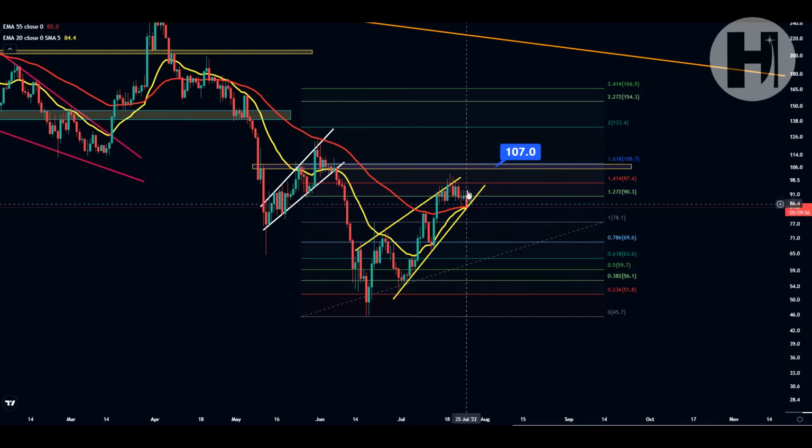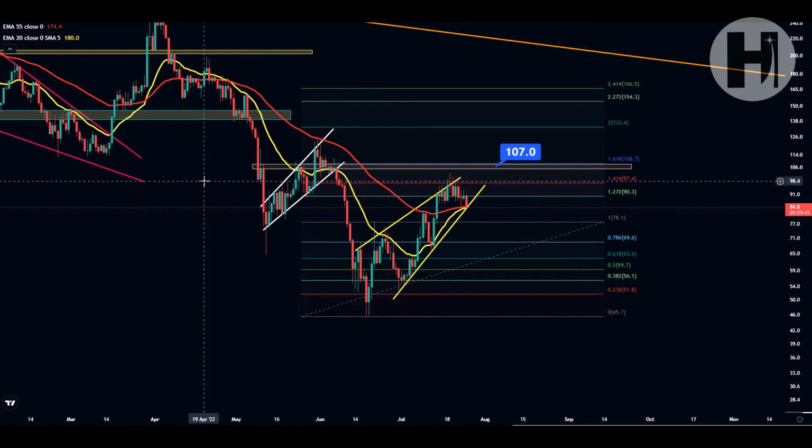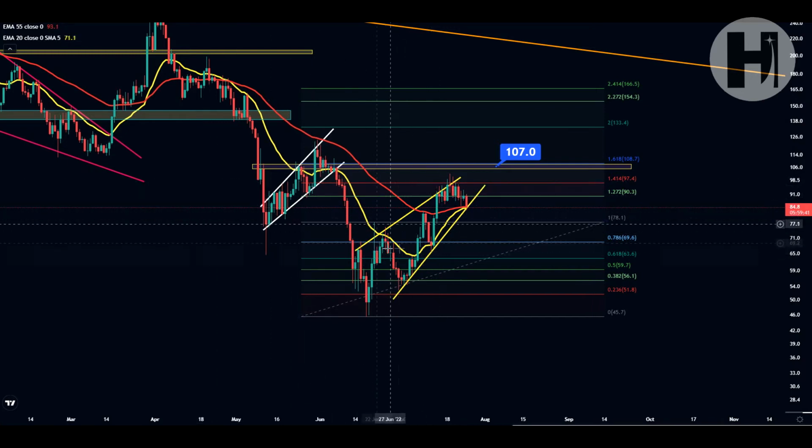As well, you can see that we are in a rising wedge. The yellow trend lines represent a rising wedge, which is a bearish reversal pattern. And usually you do get these during uptrends, and this is exactly what we have over here on the daily chart. We have started an uptrend, and potentially I would expect a move all the way down here, either to the 0.786 or to the golden ratio.